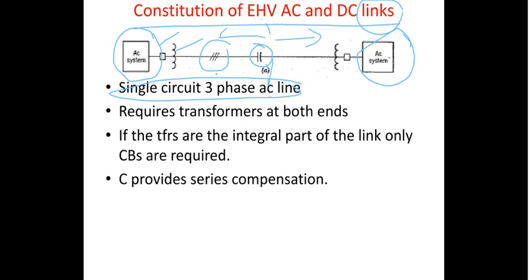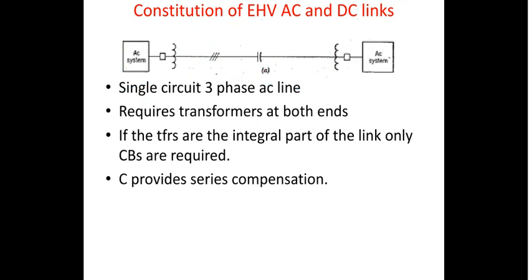Again, you will have a transmission side, the transformer on the receiving end, followed by the circuit breaker, then the AC system. So this is how the entire single circuit three-phase AC line looks like, right? And of course, as it is mentioned here, it requires transformers at both the ends, and as long as the transformers are an integral part of the link, then only the circuit breakers are required, right?